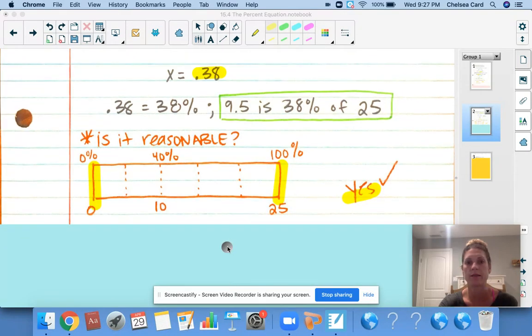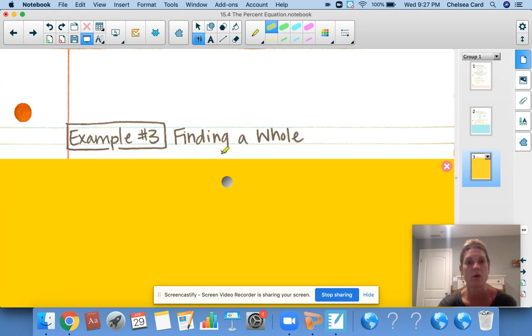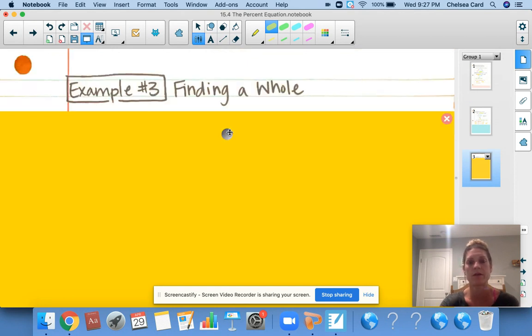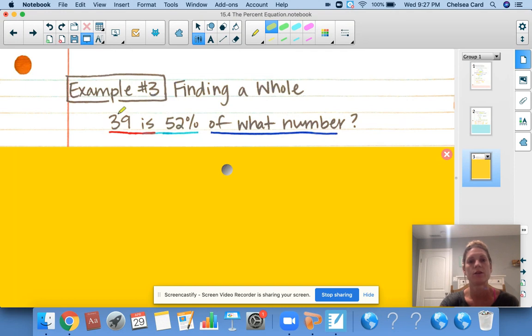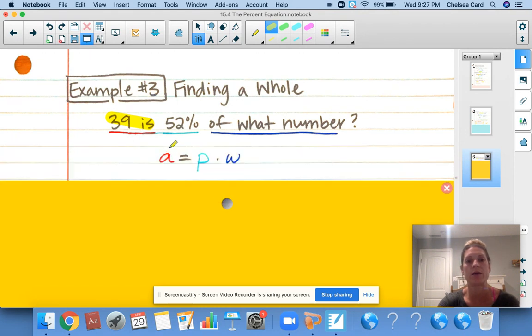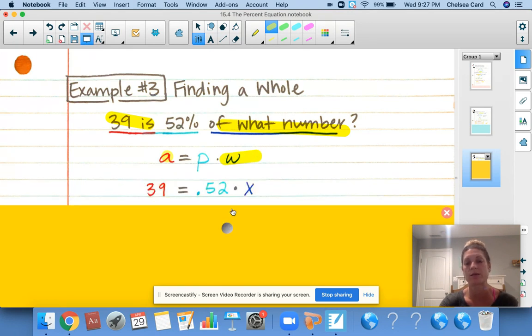And then the last kind of problem you're going to see here is, of course, finding the whole. So we're going to be given the part and the percentage. So it's going to say 39 is 52% of what number. Remember, the magic word "is" represents the part, and "of" represents the whole. So 39 is going to go into our part here. 52% is going to go into our percent. Of what number is what we're actually looking for here, and that's going to go in the whole spot, so I'm going to substitute that as an X.